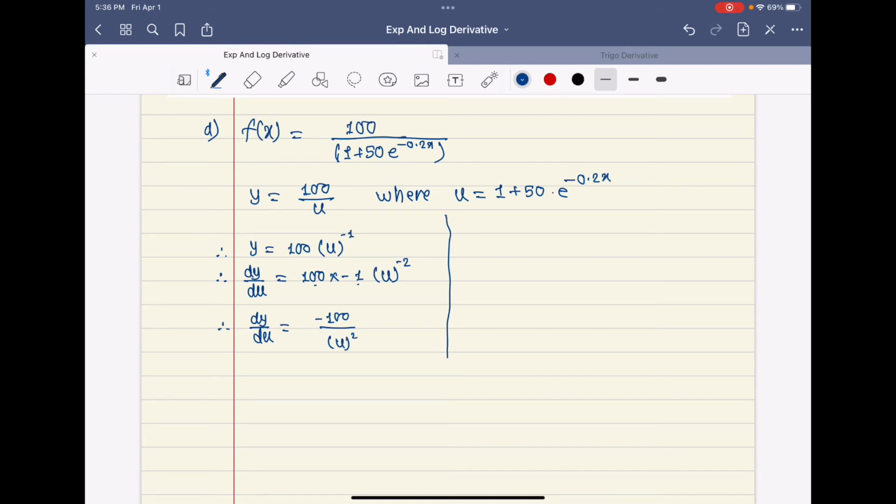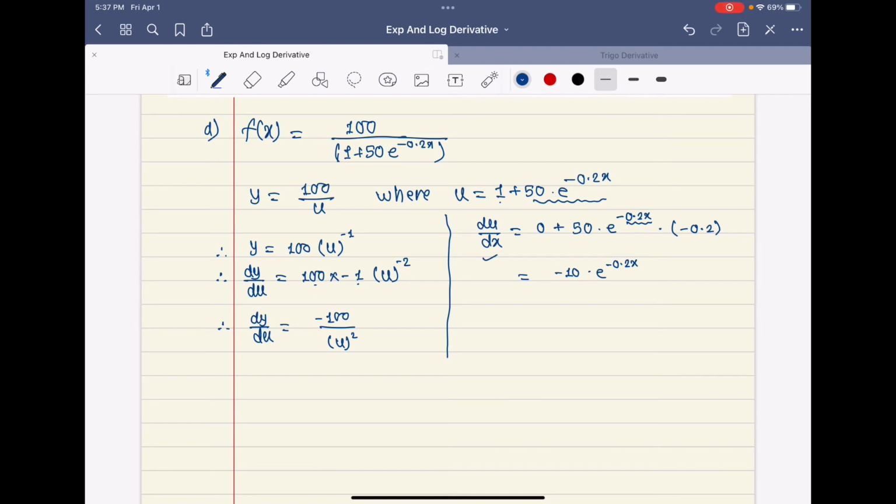Now you have to take the derivative of u with respect to x. So du upon dx, derivative of 1 is 0, but derivative of 50 cannot be 0 because 50 is associated with the x term. So 50 will remain as it is. E raised to minus 0.2x derivative is e raised to minus 0.2x times the derivative of minus 0.2x, which is negative 0.2. Simple, into e raised to minus 0.2x.